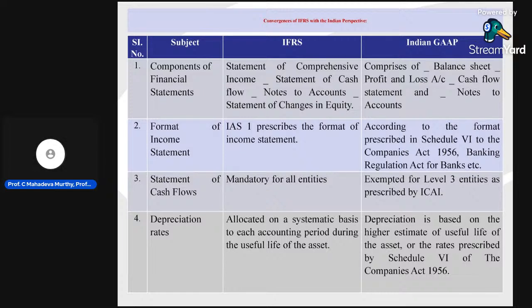Then depreciation, in the case of Indian GAAP, is based on the higher of the estimate of useful life of the asset and the rates prescribed by Schedule 6 of the Companies Act of 1956.